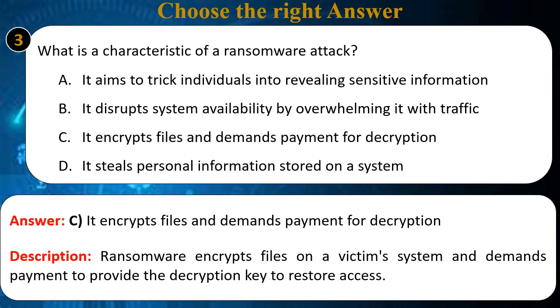B. It disrupts system availability by overwhelming it with traffic, describes a distributed denial of service (DDoS) attack, which aims to make a system inaccessible by flooding it with requests. Ransomware, while potentially disruptive, focuses on data access restriction through encryption. D. It steals personal information stored on a system, describes data theft attacks, which involve acquiring and exploiting sensitive information. While ransomware attackers might gain access to personal data during encryption, theft isn't their primary objective. The core purpose of ransomware is to render files unusable and demand ransom for their recovery.